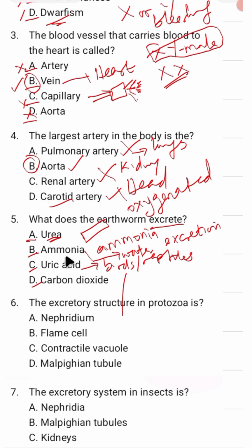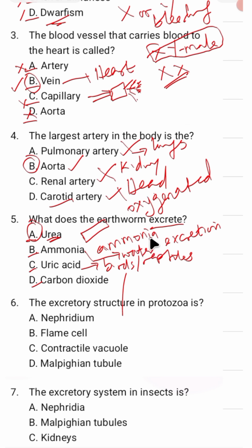Okay, now let's look at the answer. The correct answer to this question is urea. Urea, that is option A. The major excretory product in earthworms is urea, and their excretory organ or structure is what is called nephridia.